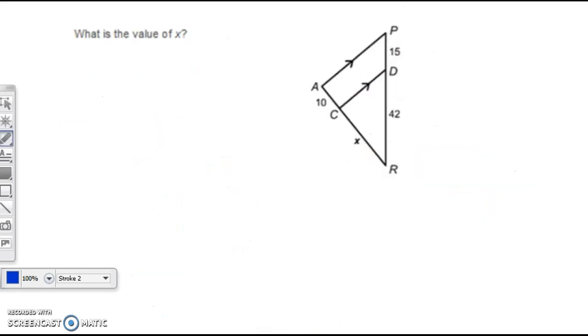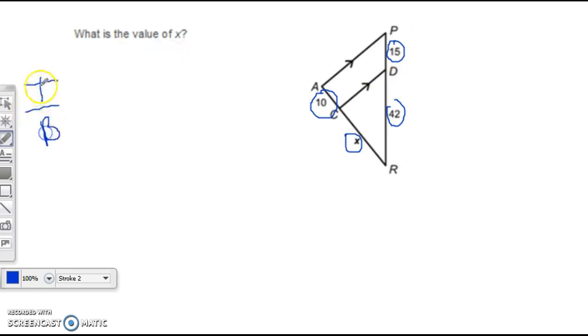All right, here's the next one. What is the value of x? Now this one looks a little different because it doesn't really look like two separate similar triangles, but they are. But we have this shortcut called the side splitter theorem, which if you remember back on the need to know info, you could basically just take top over bottom of one side and set it equal to top over bottom on the other side.